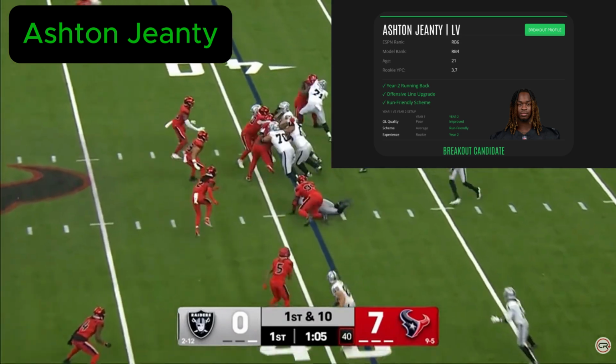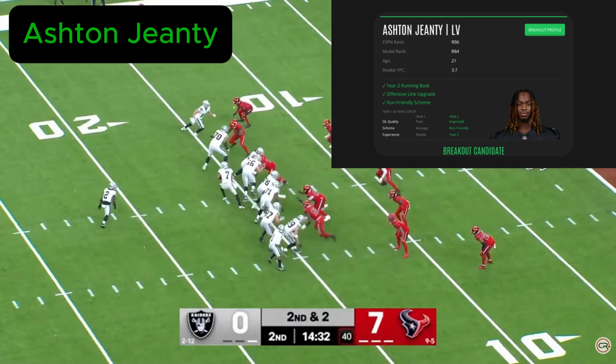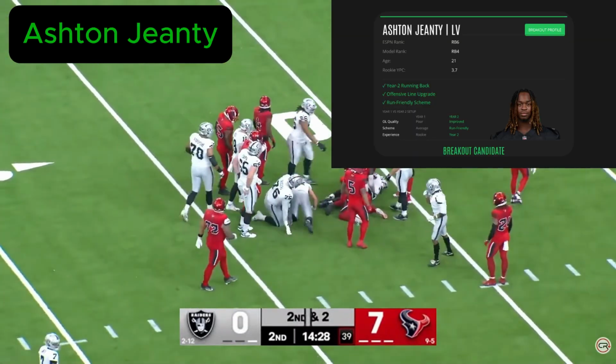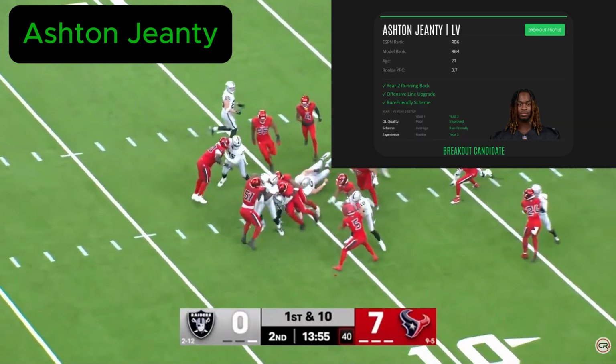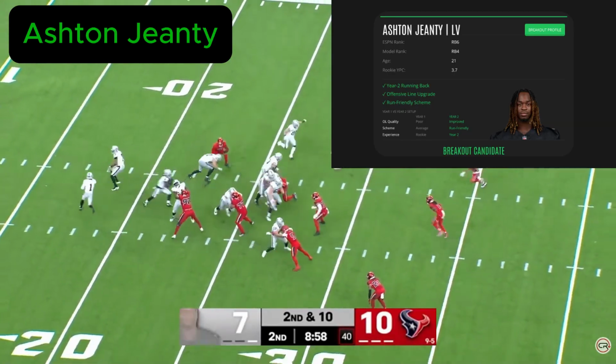But Jeanty checks off those boxes. He's more used to the NFL now. He's getting a better offensive line, so he's used to the bad blocking, but he's going to have even better blocking next year. And he's 21 years old. He's got that year 2 breakout in him. He's still extremely young and is in that threshold for the breakout running backs.